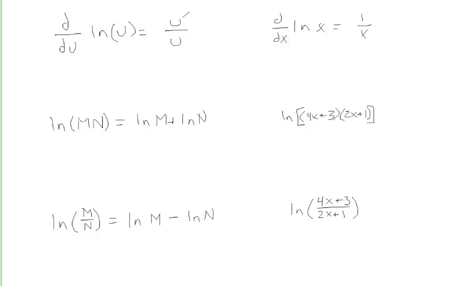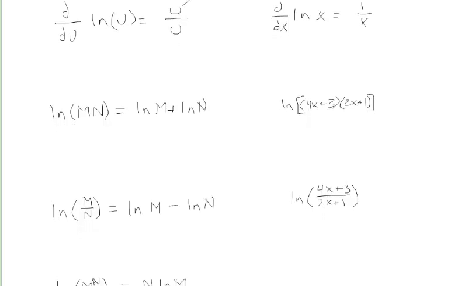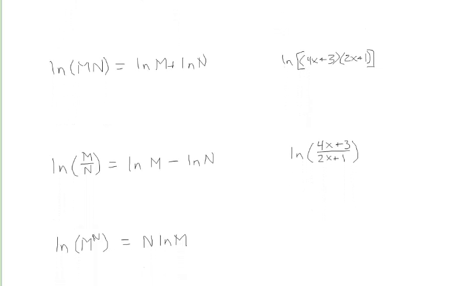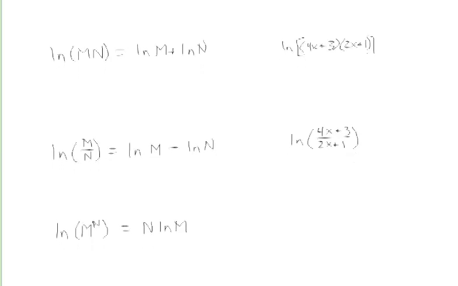Now, some of your basic properties of ln I've written down too, and I'm going to show an example of each. So here, if we have the ln of m times n, we can rewrite it as ln of m plus the ln of n. And on the right, I have the ln of 4x plus 3 times 2x plus 1. And that can be rewritten as ln of 4x plus 3 plus the ln of 2x plus 1.